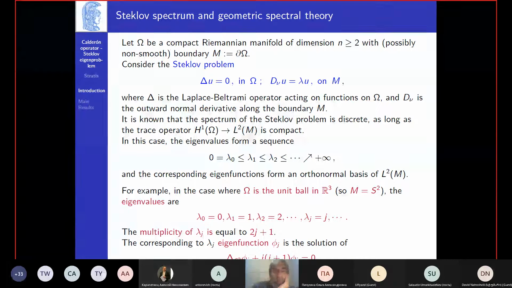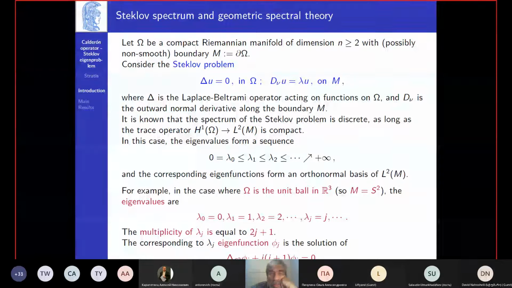Delta, capital delta, is the Laplace-Beltrami operator. And the outward normal derivative along the boundary is d subscript n. And it is known that the spectrum in this case is discrete as long as the trace operator from H1 of omega to L2 of the boundary of omega is compact. So the eigenvalues form a divergent sequence, and the corresponding eigenfunctions form an orthonormal basis.